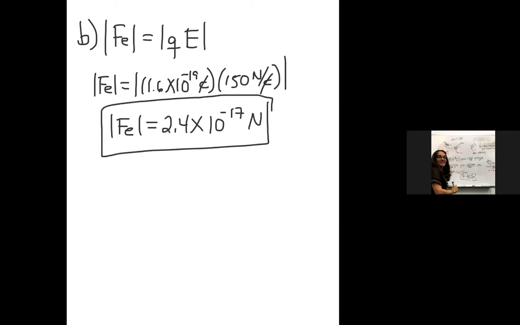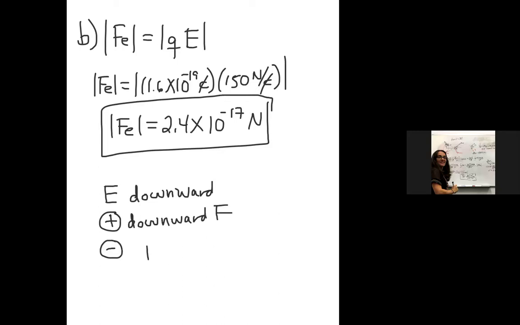Okay, now what about the direction of the electric force? Well, the electric field points downward towards the ground. A positive charge then would feel a downward force. Right? A downward force. So a negative charge is going to feel an upward force.